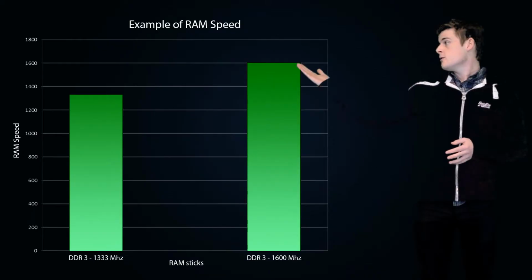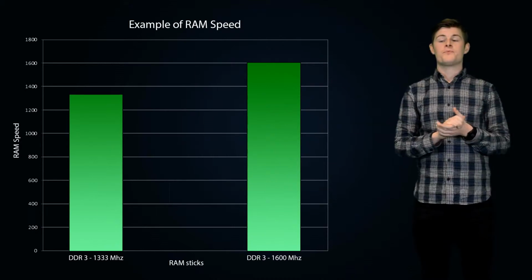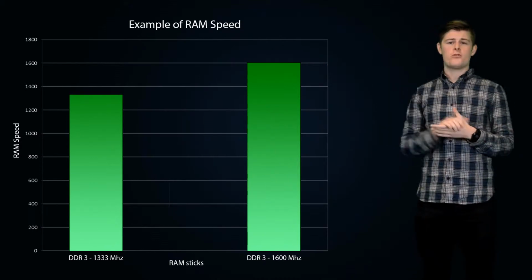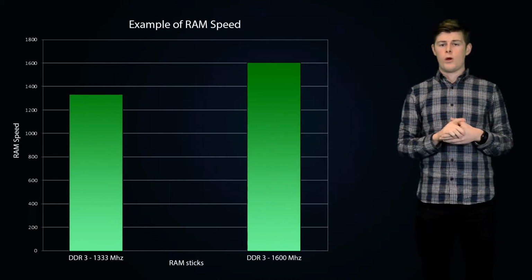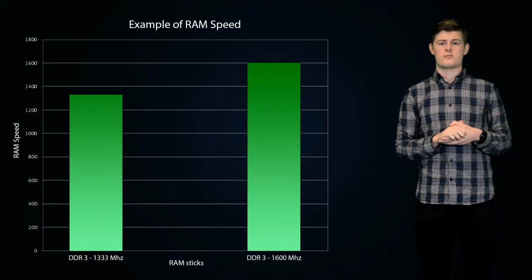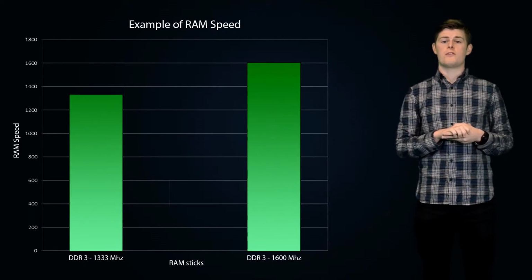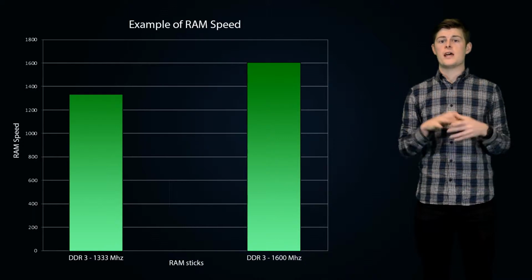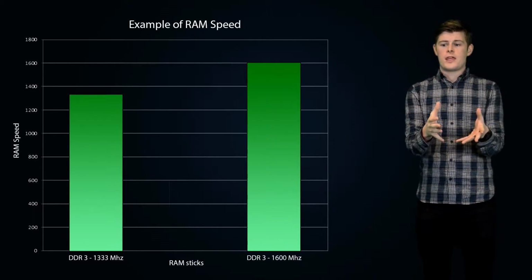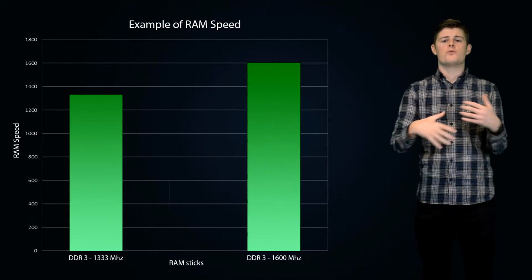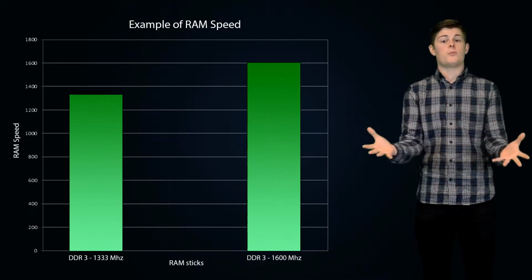Okay, so as you can see, we've got a visual representation of two sticks of RAM, one of which runs at a speed of 1600 MHz, the other runs at a speed of 1333 MHz. Now, you'd be forgiven for thinking that both these sticks would just each run at their fastest speed and that would be the end of it.